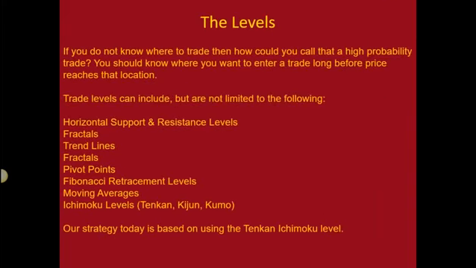All right, so one thing is the levels. We're going to talk about the levels. If you don't know where to trade, then how could you call the trade high probability? You should always know where your trade entry is long before price reaches that location. Some trade levels can include, but are not limited to, the following: horizontal support and resistance levels, fractals, trend lines, pivot points, Fibonacci retracement levels, moving averages, and Ichimoku levels, the Tenkan-sen, Kijun-sen, Kumo. Our strategy today is going to be based on using the Tenkan-sen from the Ichimoku system.